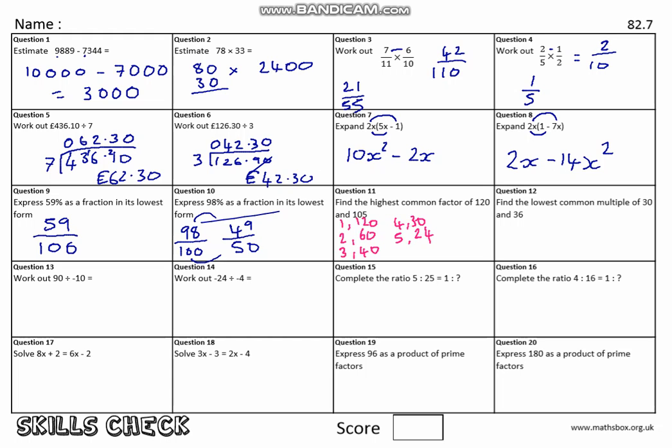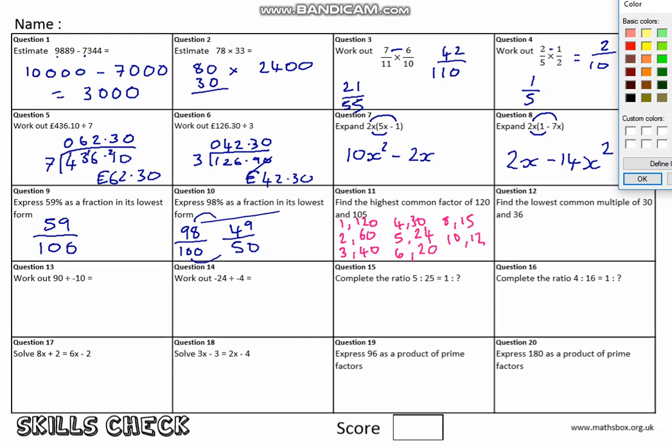We can then have 6 and 20. This is a long one, isn't it? We can also have 8 and 15. And obviously 10 goes into it, doesn't it? Because it's got a 0 on the end. So we can have 10 and 12. What a lot of factors. So let's move on to 105.